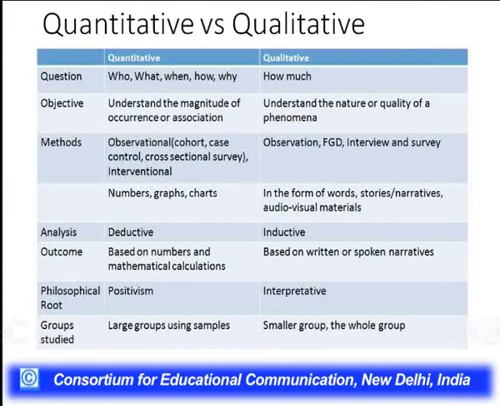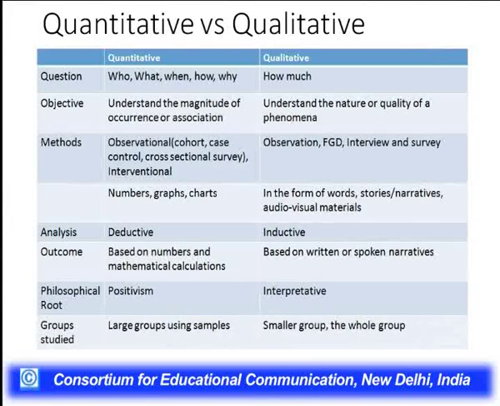So these are some of the questions which a researcher would ask while doing a quantitative research, whereas in a qualitative research, the question is how much. So it is not a question of why you are doing, but how much of it is being reflected. The second is objective. The objective of the quantitative research is to understand the magnitude or occurrence of association. And in qualitative, it is to understand the nature or quality of a phenomena.